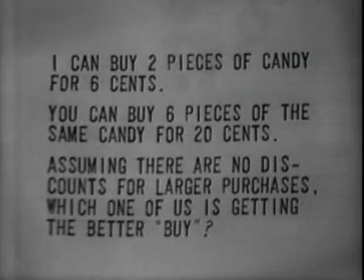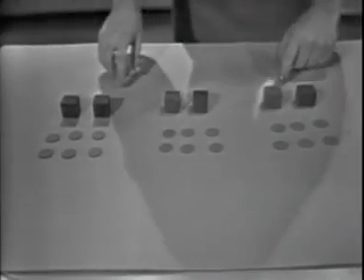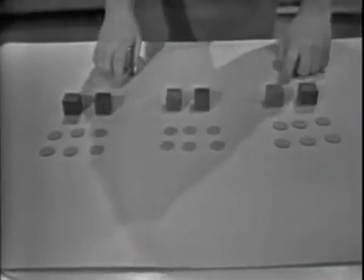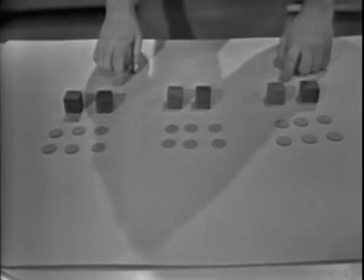But let's consider still another problem. I can buy 2 pieces of candy for 6 cents. You can buy 6 pieces of the same candy for 20 cents. Assuming that there are no discounts for larger purchases, which one of us is getting the better buy? Again, let's use objects to help us think about the problem situation and the relationships between what we know and what we want to find.